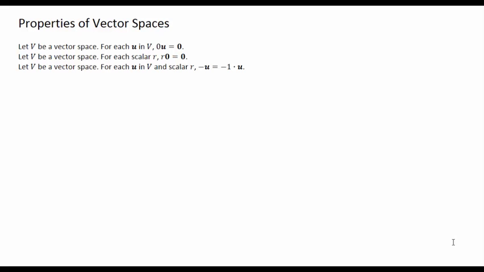Here are 3 properties of vector spaces. So these 3 things are some things that seem like it would be fairly obvious, but it actually takes a lot of work to prove them. The first, for every vector u in the vector space, 0 times u is equal to the 0 vector. The second, for every scalar r, r times the 0 vector is equal to the 0 vector. And then third, for every vector u in V, negative u is equal to negative 1 times u. So like I said, there are things that seem fairly obvious, but they take a lot of work to actually show. I will not prove them here, but if you go into my book, you'll see the full proofs.